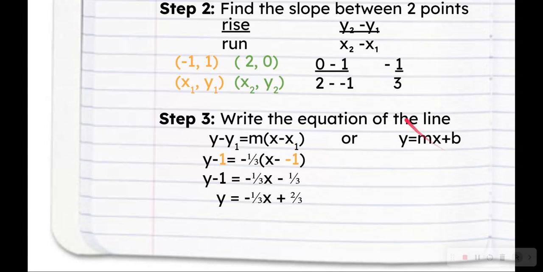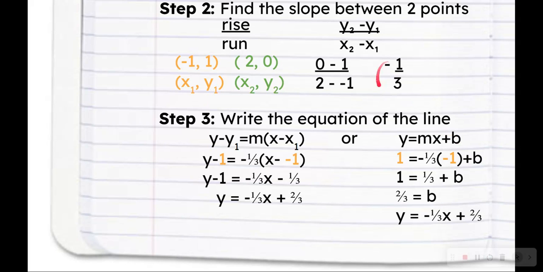y equals mx plus b. Plug in your slope, and then pick a point to plug in. It doesn't matter which one. I'm going to plug in this for my x value, and 1 for my y value. And then I'm going to solve for my b, my y-intercept. So when I multiply those, I get a positive 1/3. When I subtract it, I get 2/3. So my equation of my line is y equals my slope, negative 1/3 x, plus my y-intercept 2/3. And they're the same equation. So you decide which way you prefer better.